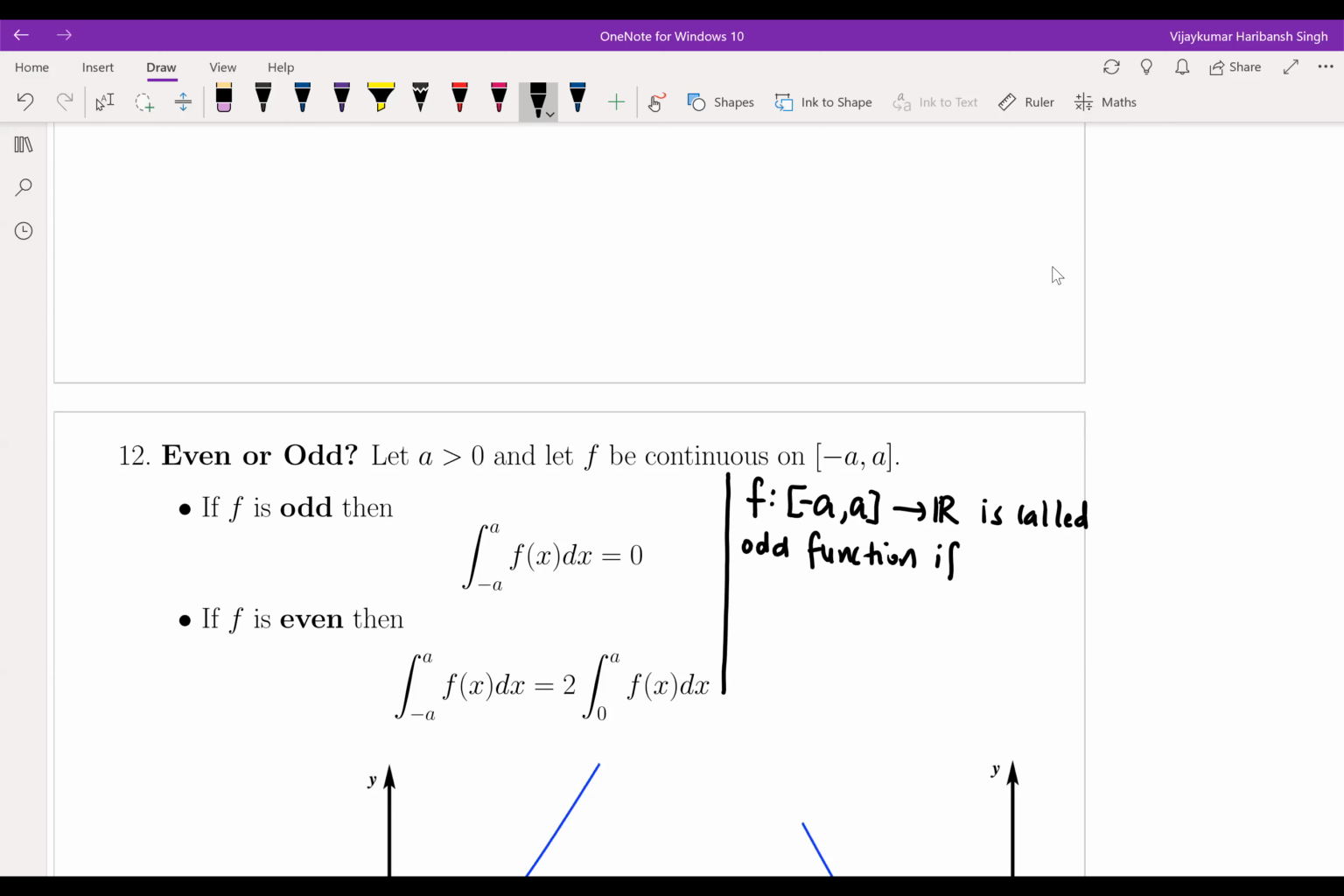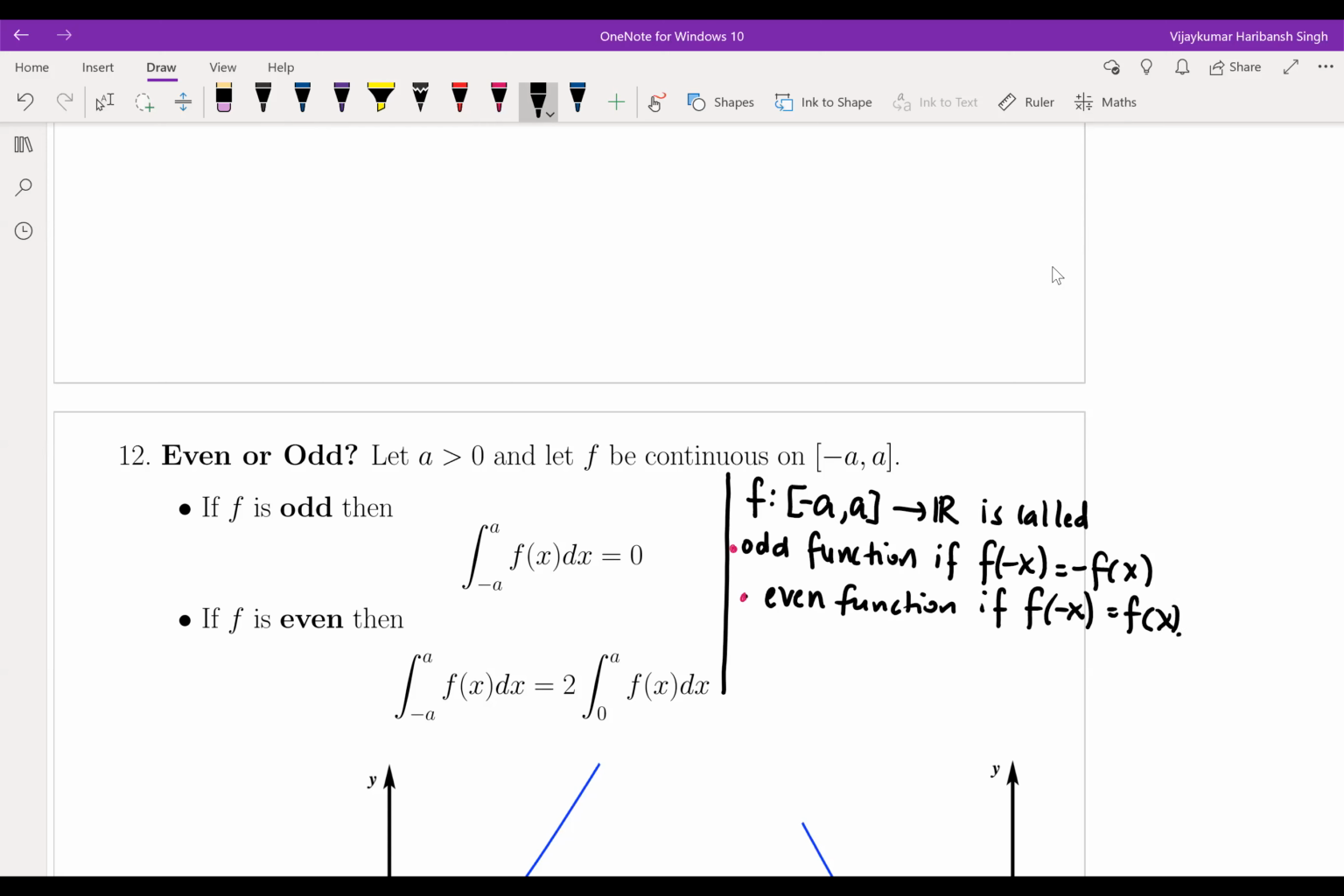If f of minus x is equal to minus f of x, it's called odd. And similarly, it's called even if f of minus x gives you back f of x.